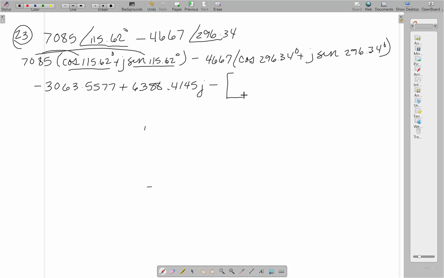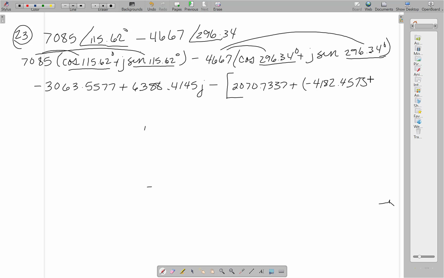Minus, let's do the same thing here, do the cosine of 296.34 and multiply by the 4667. And you will get 2070.7337 plus, and do your sine of 296.34 and multiply it by the 4667, and you will get minus 4,182.4575j. And this becomes simple math. Let me erase these for us here.